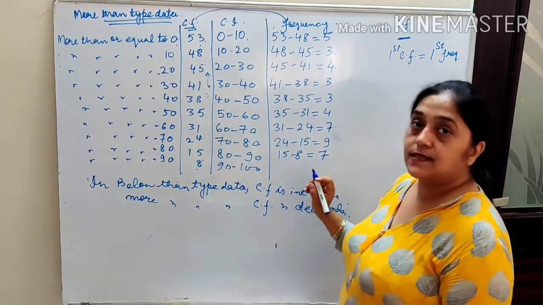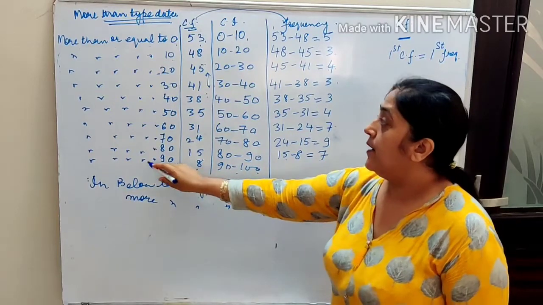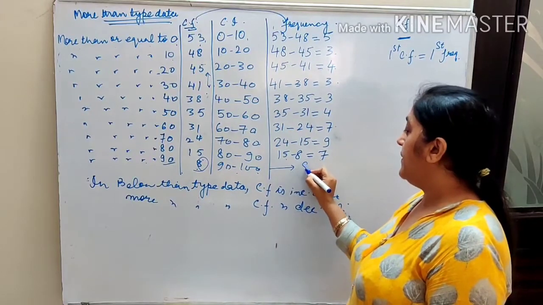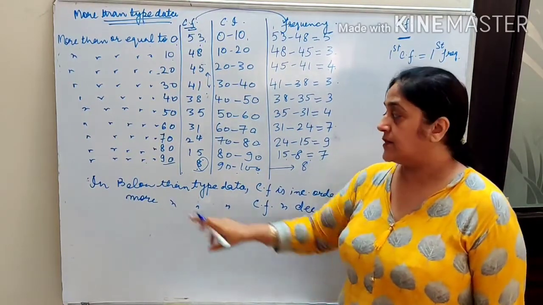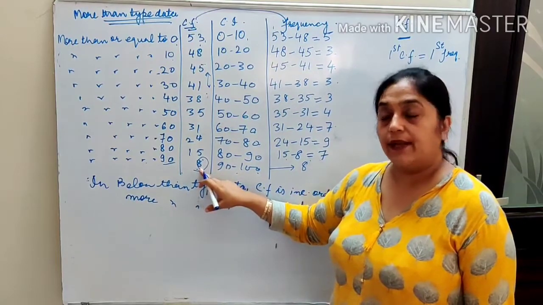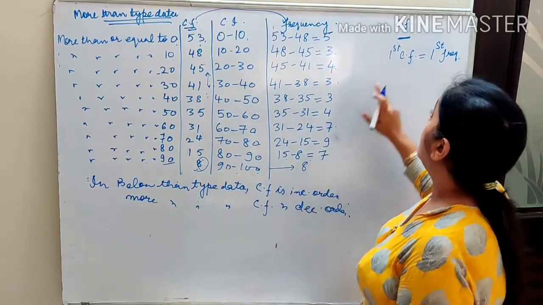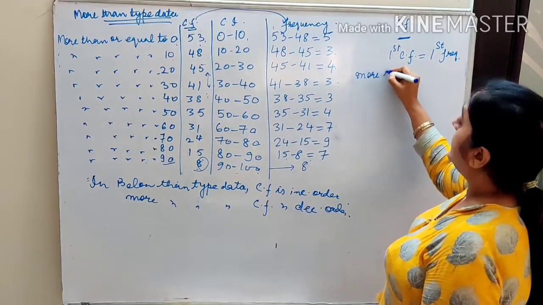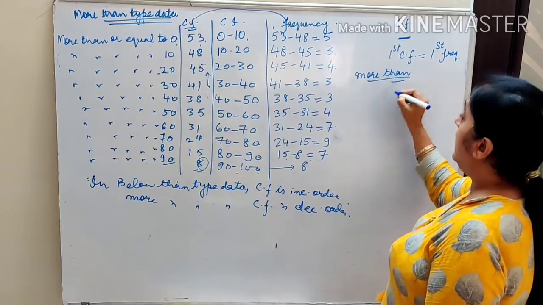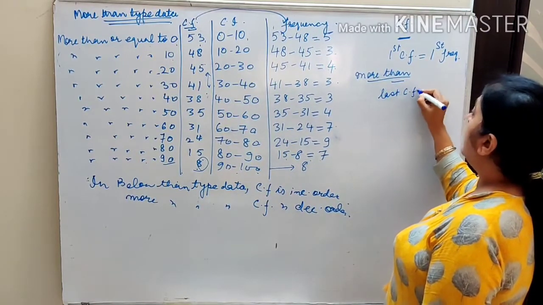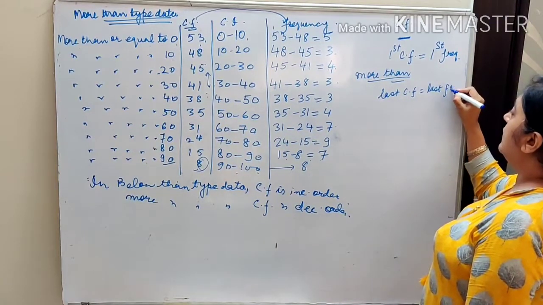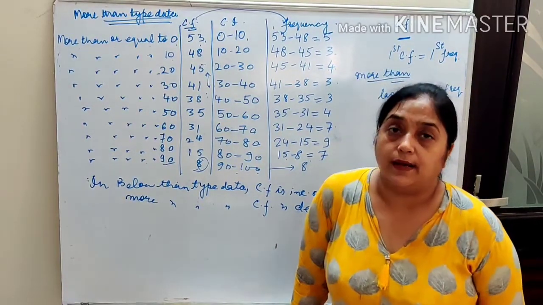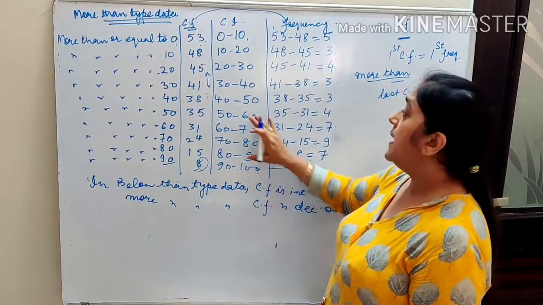15 minus 8 is 7, and 90 to 100, more than or equal to 90, now only one class is left, that means 90 to 100 remains 8, right? It is more than or equal to 90, so for 90 to 100 you will be getting 8. So here the first cumulative was the first frequency, and to learn more than type data, keep some indications for yourself: last CF is equal to last frequency given. So this is about converting the more than type data into the normal class intervals.